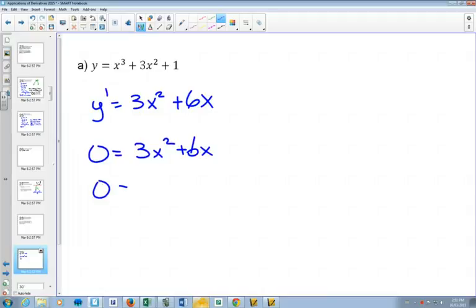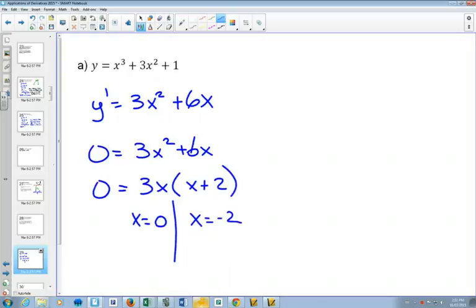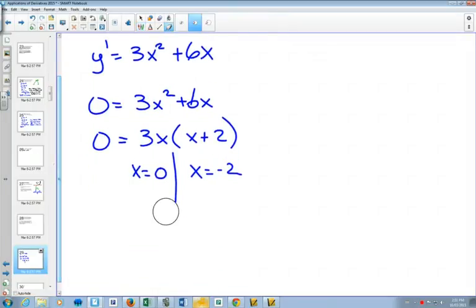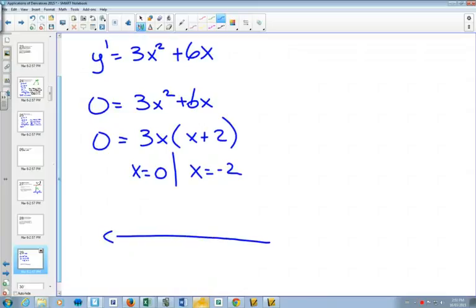And this can be factored. You can take out a 3x, leaving you with x plus 2. And so x could equal 0, or x could equal negative 2, are the two places where your derivative is equal to 0. So if we draw our number line and put negative 2 on there and 0 on there, we have 3 sections we have to check. Now when we're checking whether our function's increasing or decreasing, we're always plugging back into the derivative. So something less than negative 2.